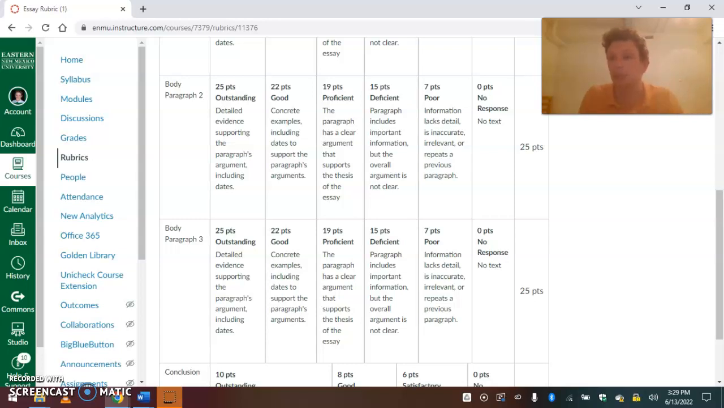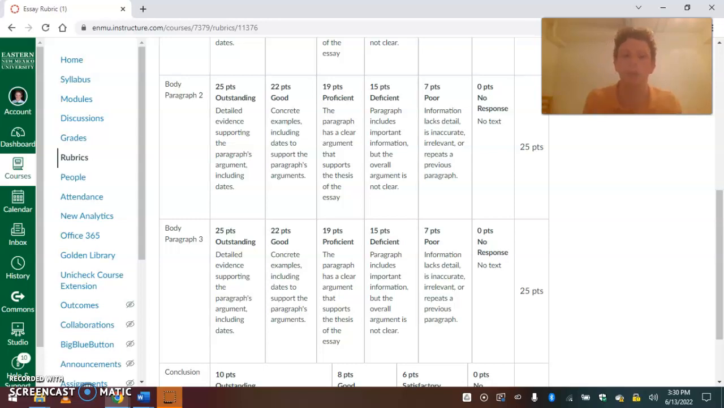So either the text that we read for discussion, or for the discussion board for the week, or the other option would be works of art or artifacts from the PowerPoint that you looked at. Use those to support your arguments. Those are the best forms of evidence that support your arguments.